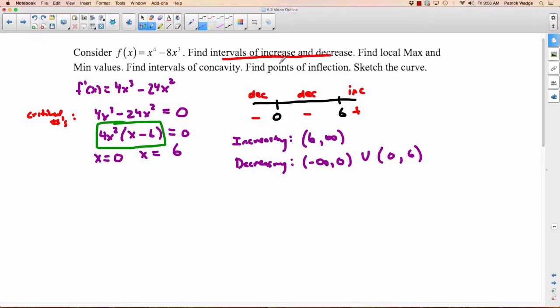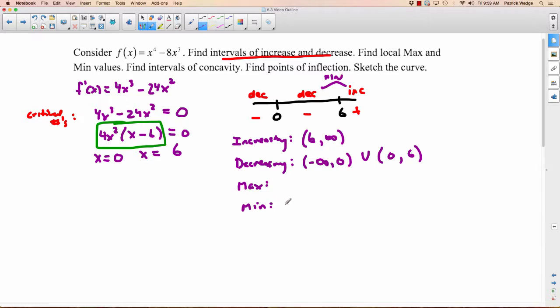Okay, so we found the intervals of increase and decrease. Now we have to find local maximum and minimum values. So I'm going to write max and minimum. To find those, you look to see where we go from increase to decrease or decrease to increase. So we have that right here. We go from decrease to increase. If something goes from decrease to increase, we have a minimum right there.